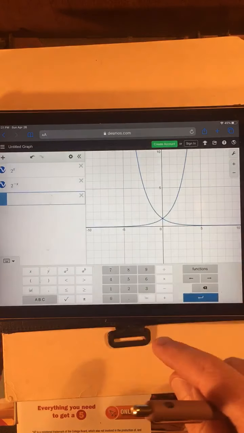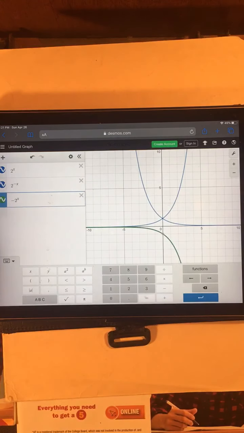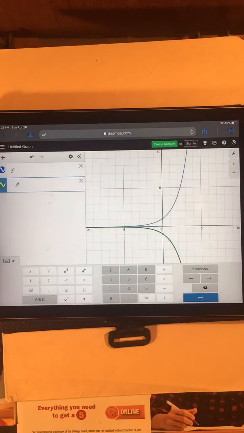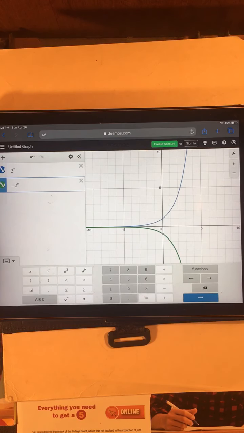So then you're probably like, well, what about minus 2 raised to the x? Minus 2 raised to the x, let's get rid of this one. Minus 2 raised to the x takes 2 to the x, flips it over the x-axis. So these are the things you need to be aware of for your test.